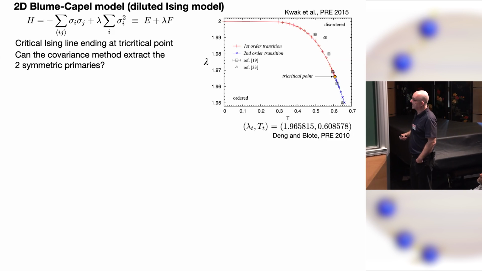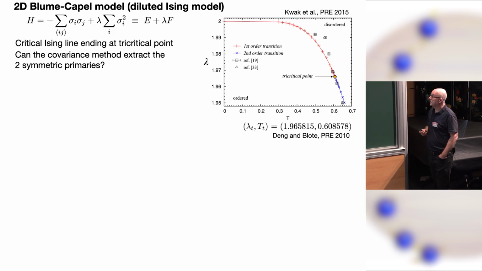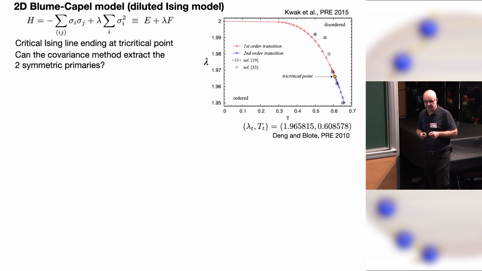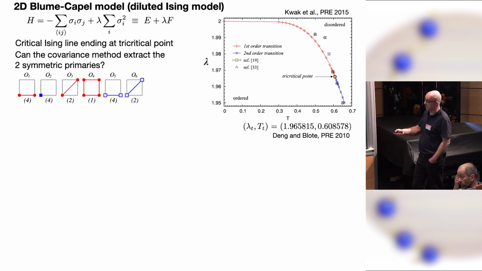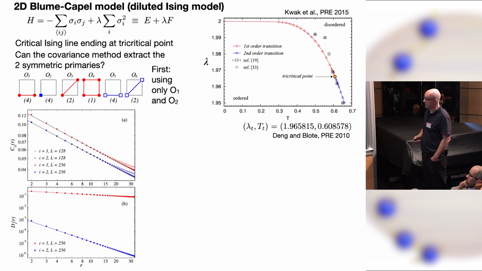So now we have two relevant primaries here. Can I extract those with this covariance method without having to do fitting to two power laws? So now I define some operators here. Again, red dots mean the Ising operators, the sigmas. This blue square means sigma squared, and blue open square actually means 1 minus sigma squared. For some reason I thought that would be nicer to use for these, but it doesn't really matter. Okay, so then I compute all those 6 by 6 correlation functions.